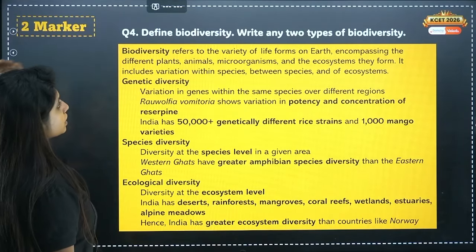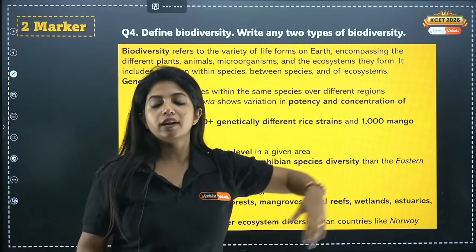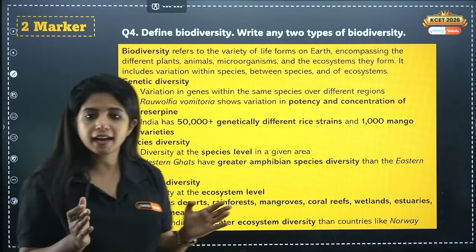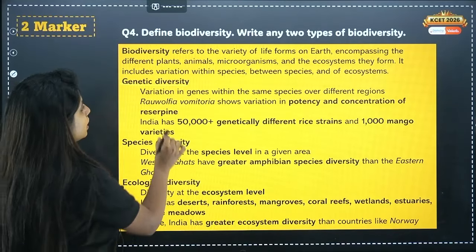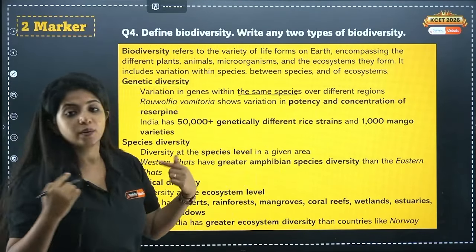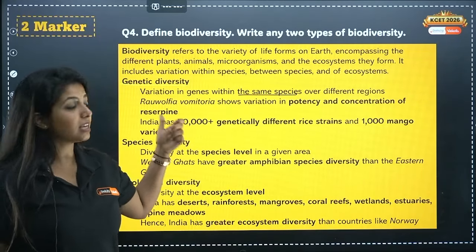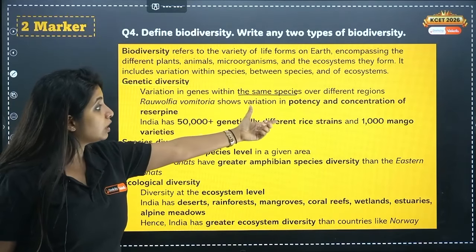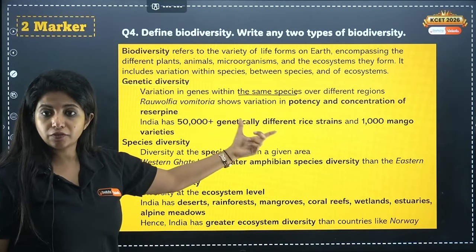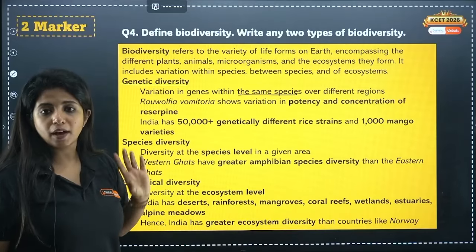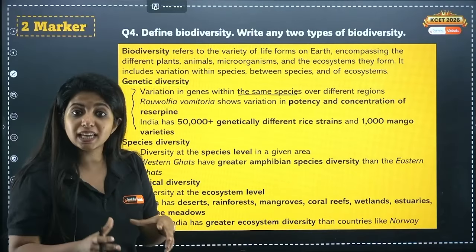Now define biodiversity and mention the two different types of biodiversity. Biodiversity refers to the variety of life forms on earth, and there are different types. One is genetic diversity, variations in the genes within the same species. Example is Rauwolfia vomitoria, showing variation in the potency and concentration of reserpine. Now, India has 50,000 genetically different rice strains and also 1,000 mango varieties. These are genetic diversity, variations of genes within the same species.